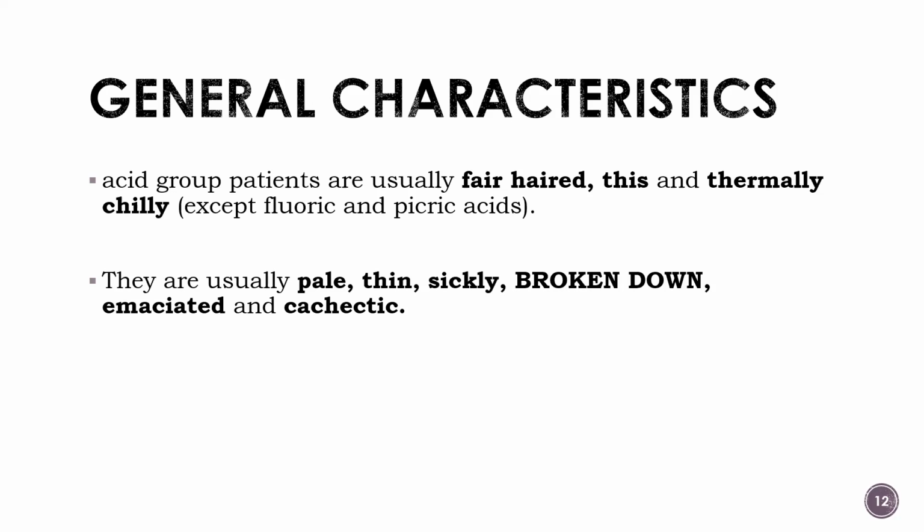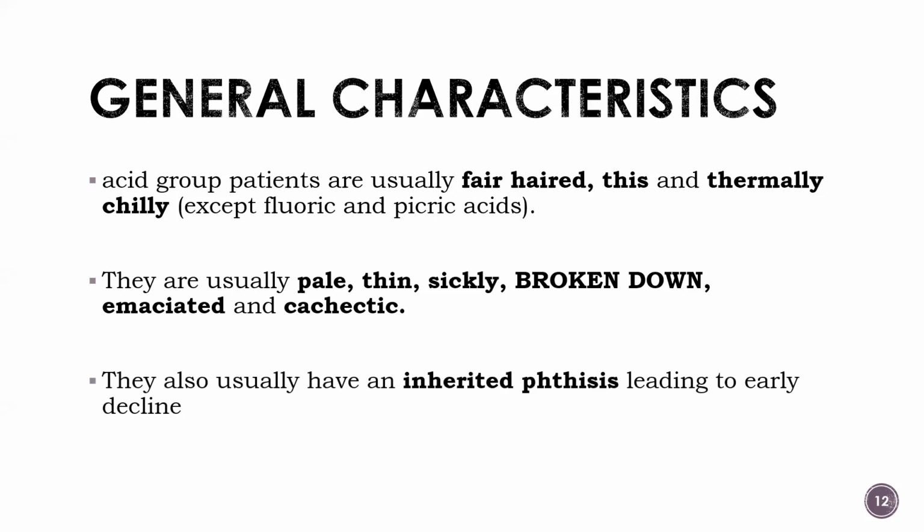They're usually pale, thin, and sickly, broken down, emaciated, and cachectic. You can think of the oxygenoid type of constitution, which we find in Grauvogl's classification. The oxygenoid constitution is acids. They usually have an inherited diathesis leading to early decline. So this is a usual fundamental miasm or fundamental inherited disease which they have.